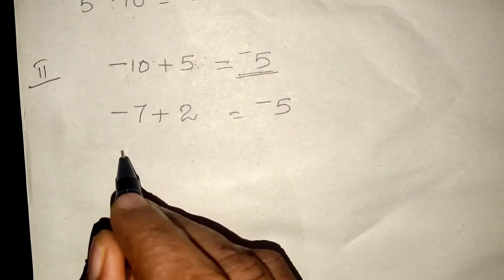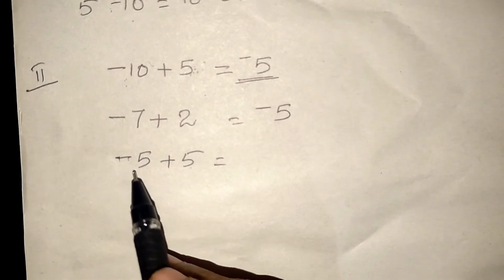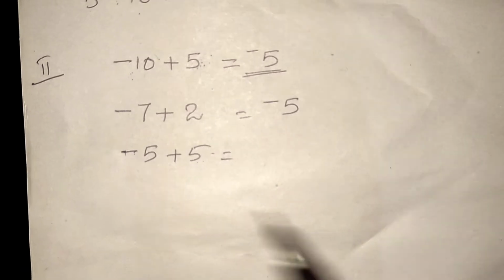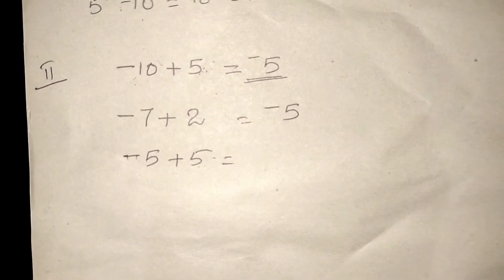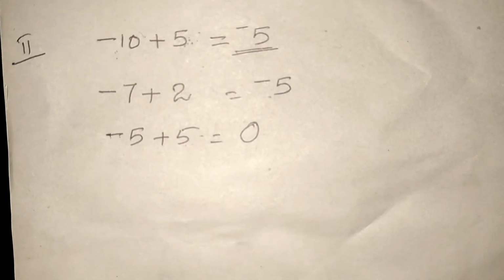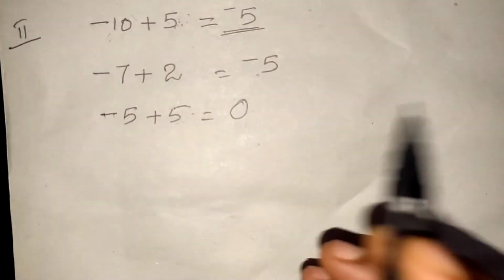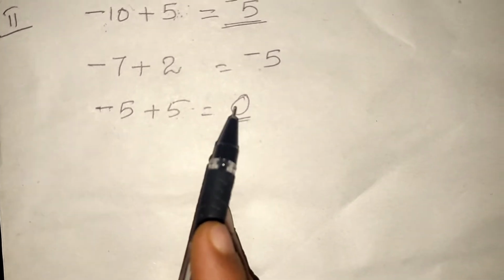Then what about negative 5 plus 5? Here also the numbers have different signs. So find the difference between them. What is the difference between 5 and 5? 5 minus 5 is equal to 0. But 0 has no sign, it is neither positive nor negative. 0 is a neutral number. So a number plus its negative is always 0.